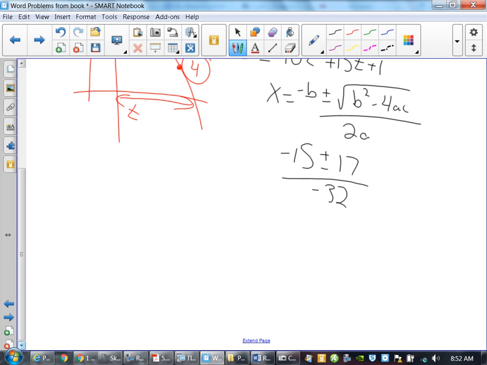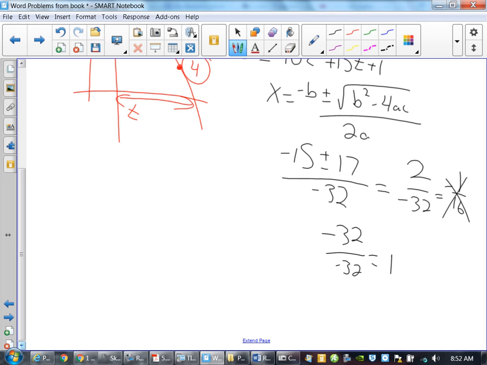When you pop them through here, we get negative 15 plus 17 would be 2 over negative 32, which is negative 1/16, which, can we have negative 1/16 time? No. That answer is not going to work. If I do negative 15 minus 17, I get negative 32 over negative 32, which is 1. And it equals, how much time elapsed? 1 second.